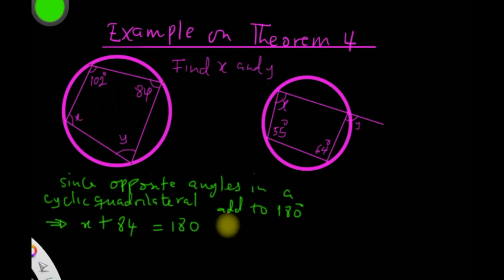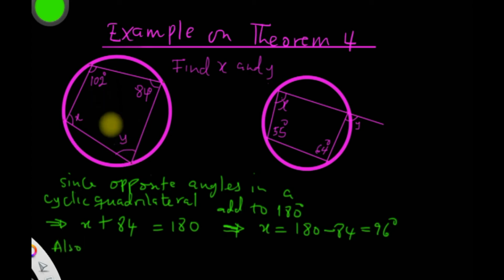It implies that x is equal to what? 180 minus what? Minus 84. What is 180 minus 84? It is 96. So which is 96 what? Degrees. It means that this angle is 96 degrees. Fine.